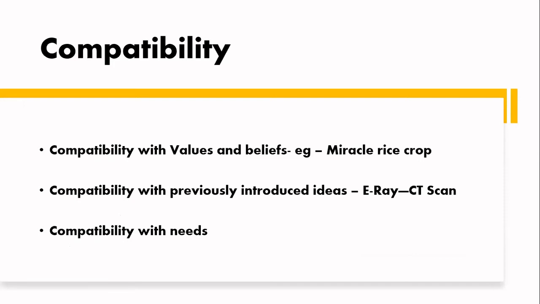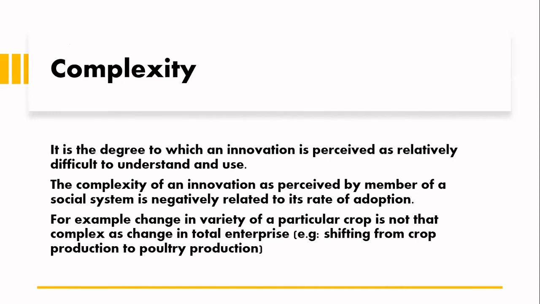Right. For value, you know that miracle rice has no fat, protein, and others, only water and starch. And the compatibility with a previously introduced idea: the X-ray was there, then came the CT scan. And the compatibility with the needs of the farmer. These three factors should be compatible with the values and beliefs, previously introduced ideas, and also the needs. These are the factors we have to consider.